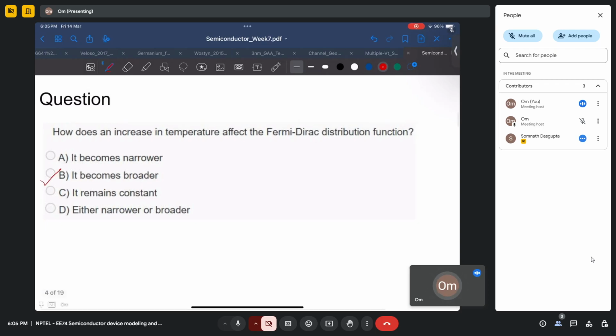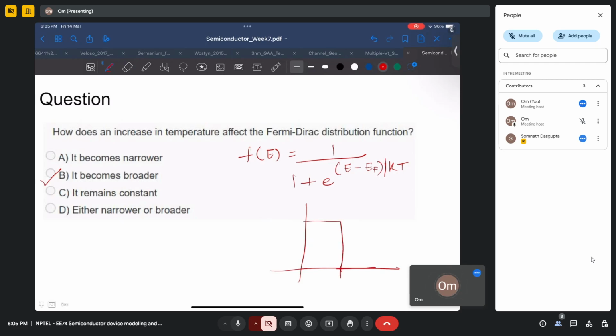So this we have seen before also. So what is the Fermi-Dirac distribution? F of E is... At zero temperature, this is EF, this is the one probability we have. As temperature increases, this function becomes broader. Here it will have value.